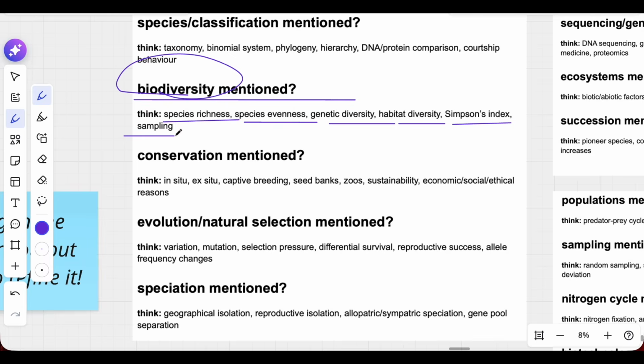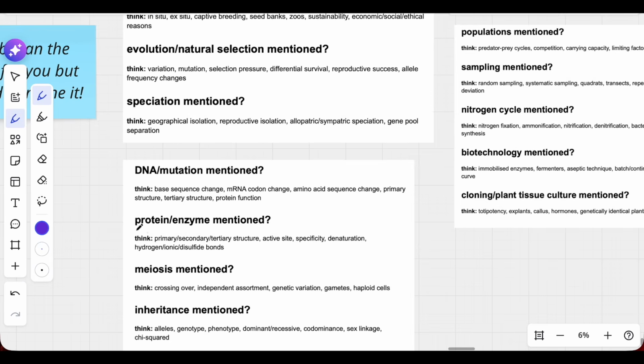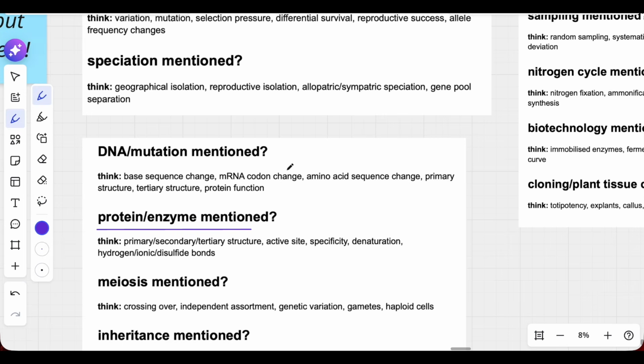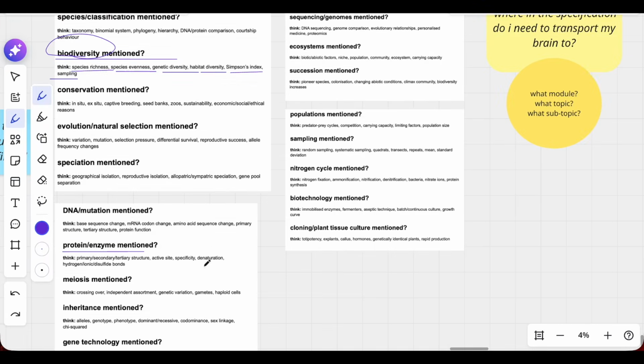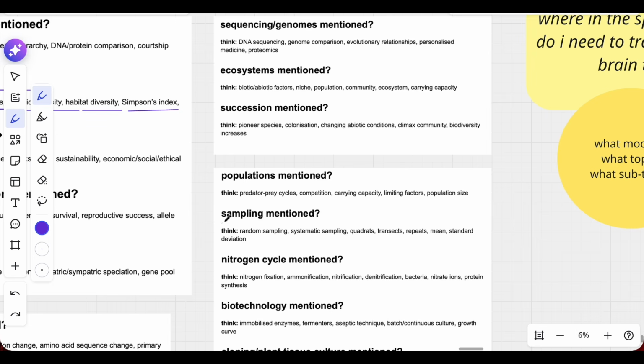Let's say the question was about proteins and enzymes. Well, instead of thinking about enzymes and proteins, it's a big topic again. You're going to be thinking about primary, secondary structure, active site, specificity, denaturing, all that jazz. Okay? Let's say you got a question about sampling. Well, again, you're not going to think of it as a big thing. You're going to think of it in terms of its keywords, its triggers. So random sampling, systematic, stratified, transect, repeat, mean, whatever.